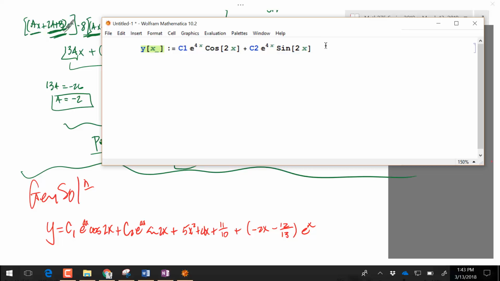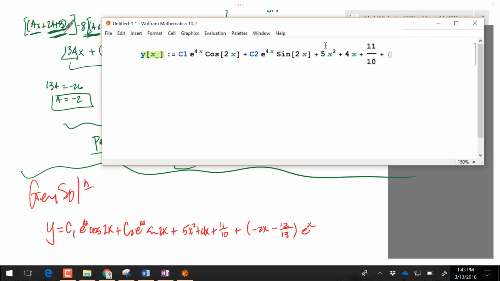Now we've got the polynomial, 5x squared plus 4x plus 11 divided by 10, plus we get a negative 2x minus 12 divided by 13 times e to the x power.